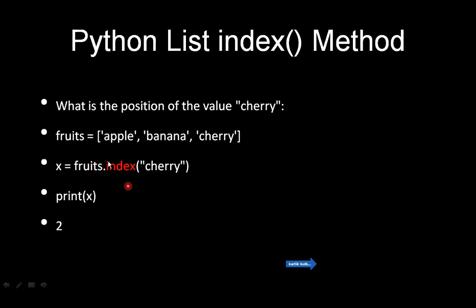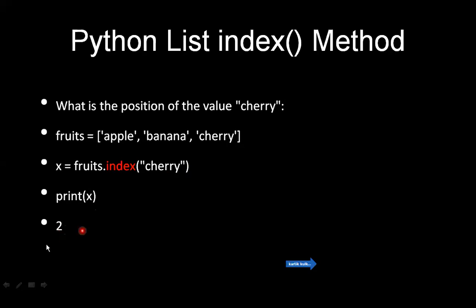And then we will use index here. Fruits is nothing but the list name, and index is the method, and in brackets I want to retrieve where the cherry is present. Whichever element you want the index number of, you can specify it here. So I have specified cherry. Then when I print the value of x, you will get the output 2 here.